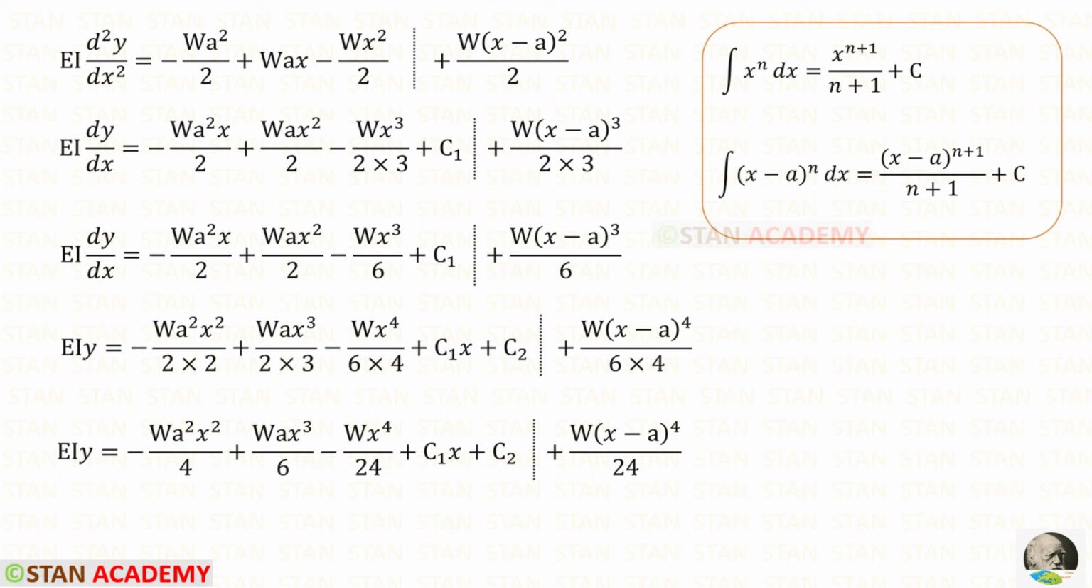When we integrate x minus a the whole power cube, we will get x minus a the whole power 4 upon 4. 2 into 2, 4. 2 into 3, 6. 6 into 4, it will be 24.